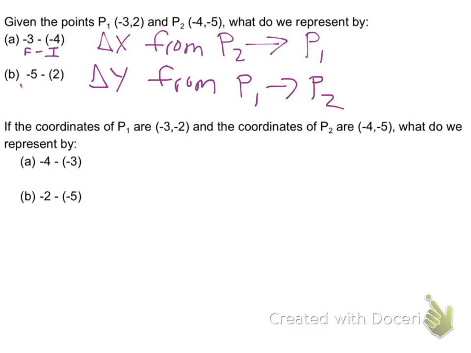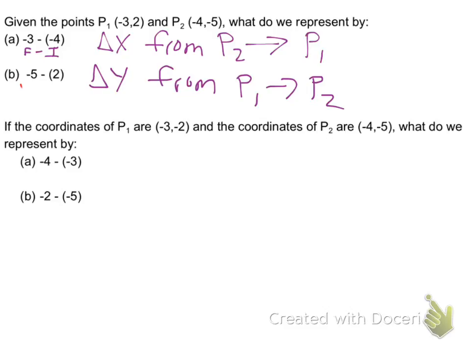Pretty logical. Takes a little bit of thinking. Make sure you have it right. But once you have it right, you're good to go. So, what about the next one? We have point 1 is negative 3, negative 2. Point 2 is negative 4, negative 5. Now everything's negative. Does that mean anything? No. We still can have a positive change if we're going from the smaller number to the larger number, and a negative one if I go the other way.